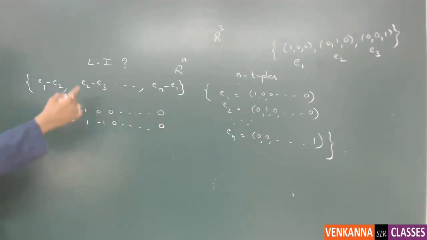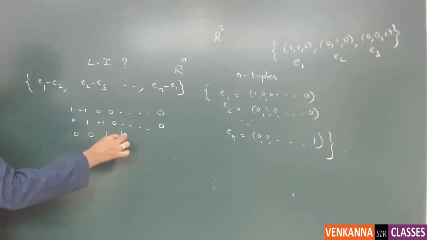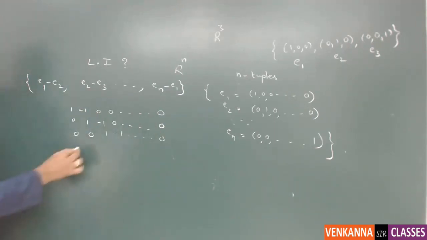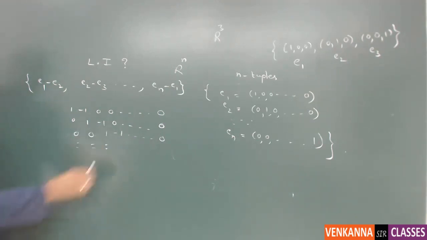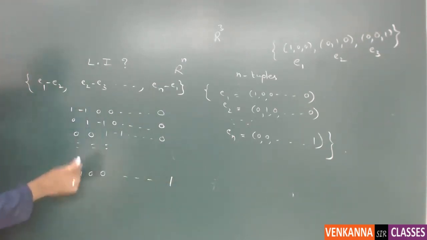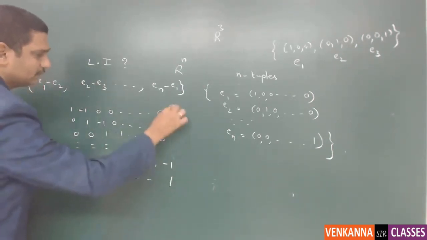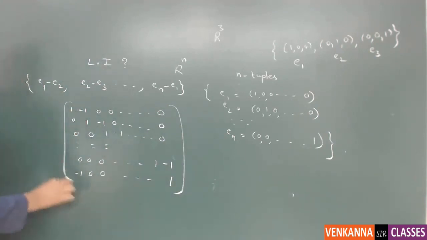The next one will be e3 minus e4, so 0, 0, 1, minus 1, so on, 0. Like this, if you go for the last one, it will be en minus e1, so it is nothing but minus 1, 0, 0, so on, 1, and its previous one will be 0, 0, so on, 1, minus 1. Accepted? Please check on that.